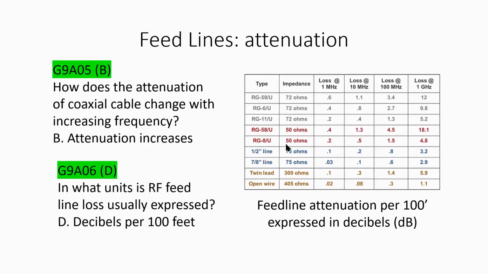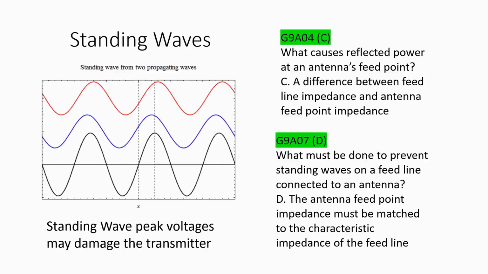However, the RG8, which is the same impedance but twice as large in diameter, loses a third as much in heat. However, if you can use open wire line, you're down to 0.3 decibels. And as you can see, the attenuation increases with frequency. The higher the frequency, the more the attenuation. That's also a question on the test.